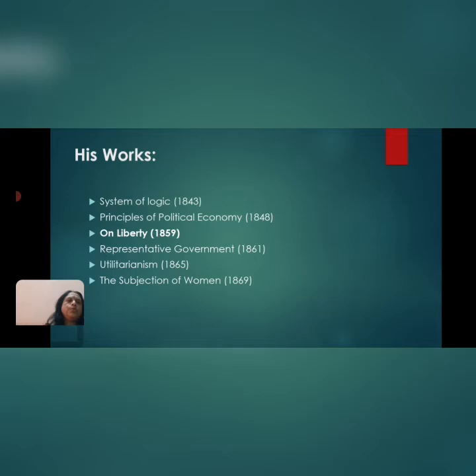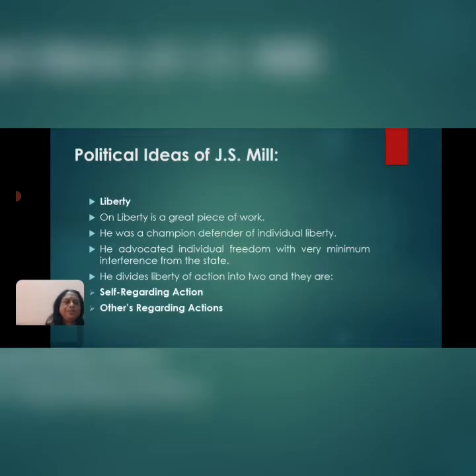Now, let's look into his contributions, his works. So, he has written n number of books like System of Logic, Principles of Political Economy, On Liberty, Representative Government, Utilitarianism, The Subjection of Women, out of which one of the most important book, the contribution is On Liberty, which was published in the year 1859.